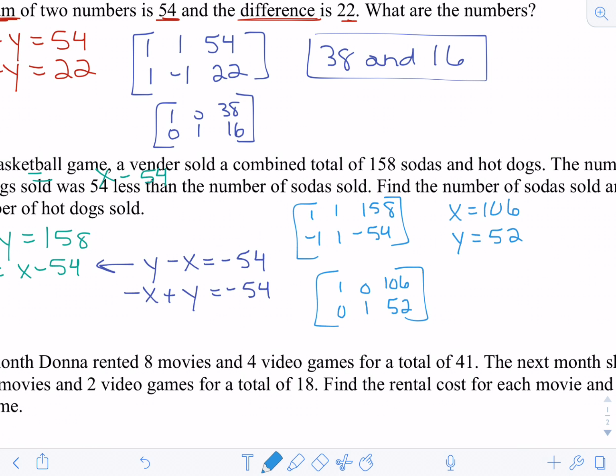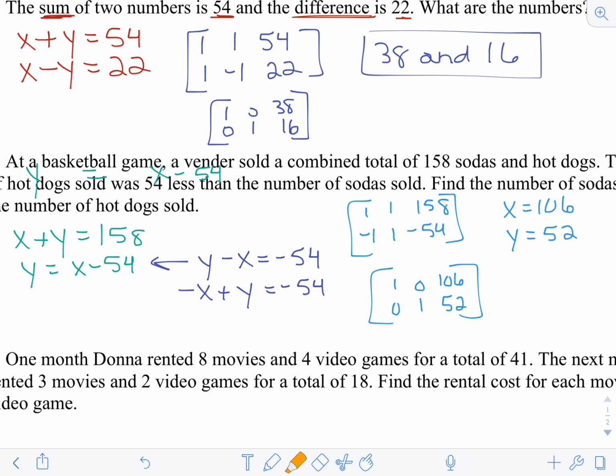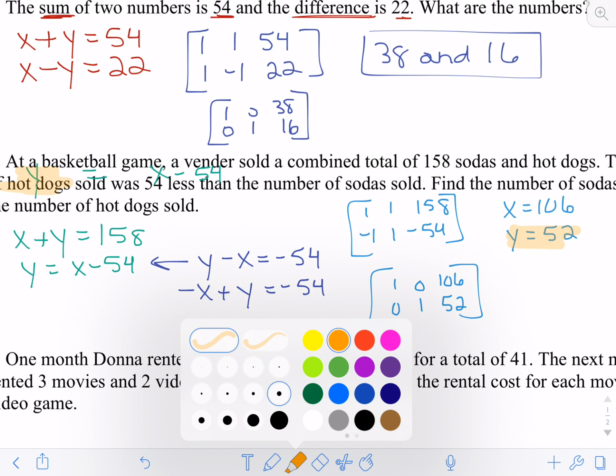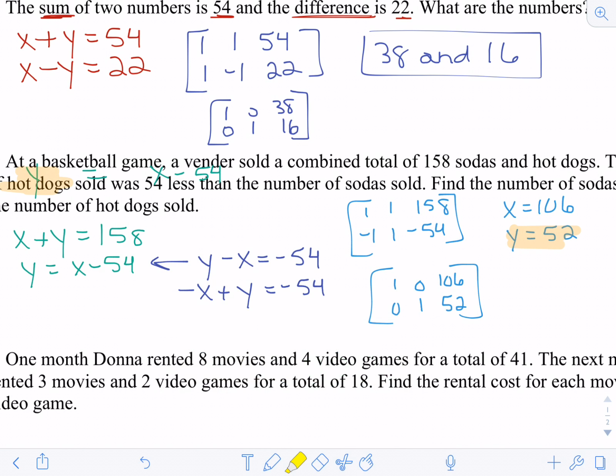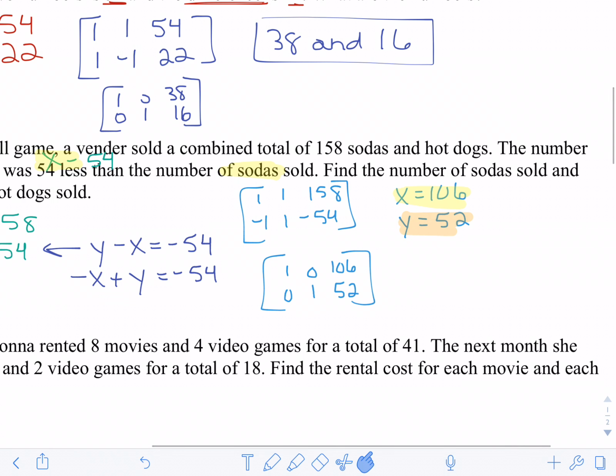But you've got to see what is X and what is Y. Well, look back in your equation. Over here, we had Y was your hot dogs, so you have 52 hot dogs. And your X, what we had over here, was the number of sodas. So what we have, let me write this, is that we would have 106 sodas and 52 hot dogs.